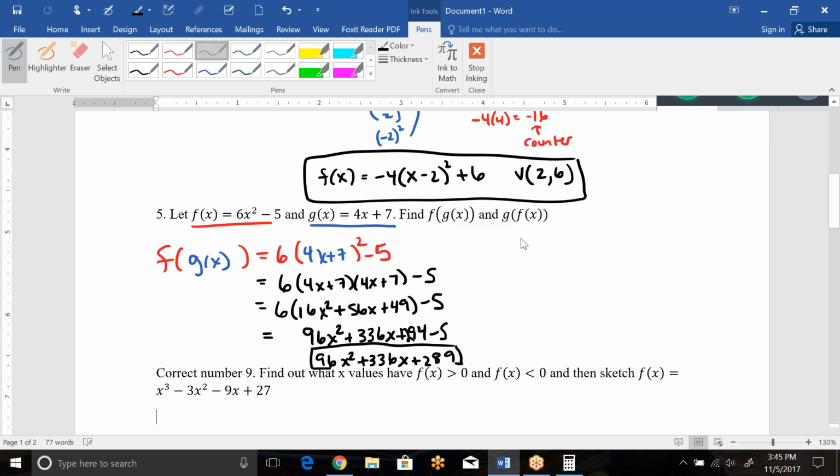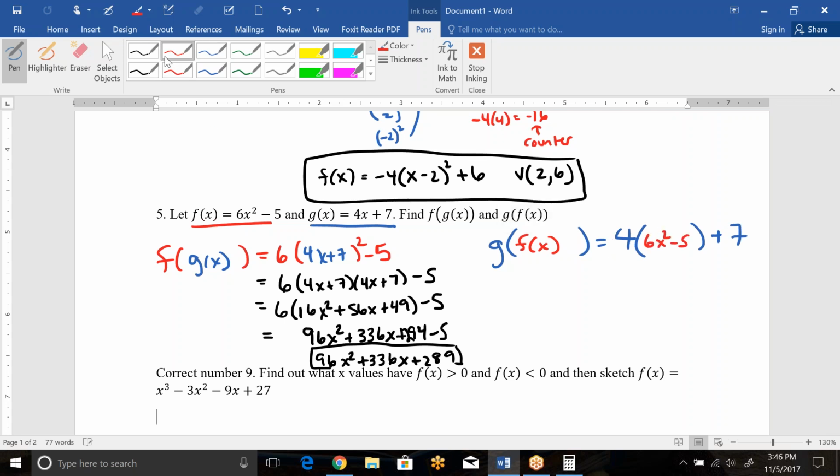For the other way, we're doing g of f of x. And we would be doing 4 blank plus 7. And then in that blank, we're putting the 6x squared minus 5. When we distribute this, that is 24x squared minus 20 plus 7, or 24x squared minus 13.